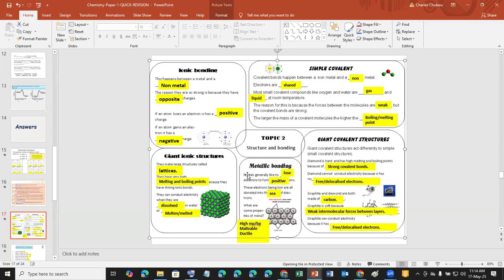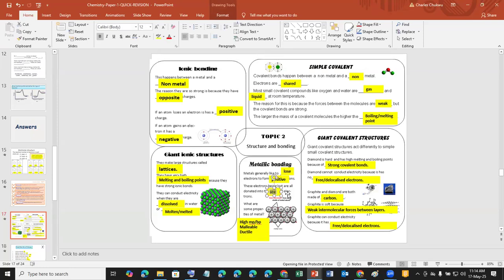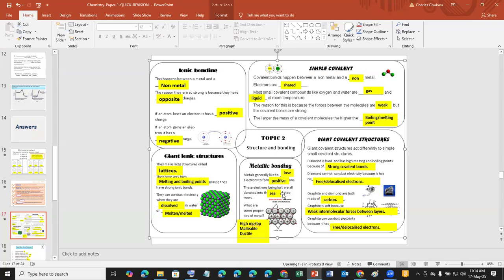We move on. Metals generally like to lose electrons. We've said that they like to lose electrons so that they can be stable. And by losing electrons, they form positive ions. These electrons are lost and are all donated into, so I know I used the word pool, P-O-O-L, but the correct word is sea. It's a sea of electrons.